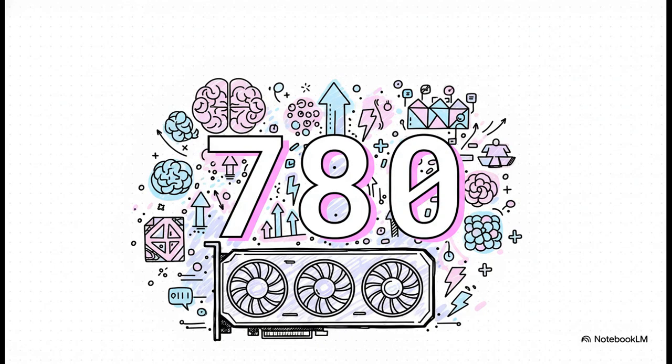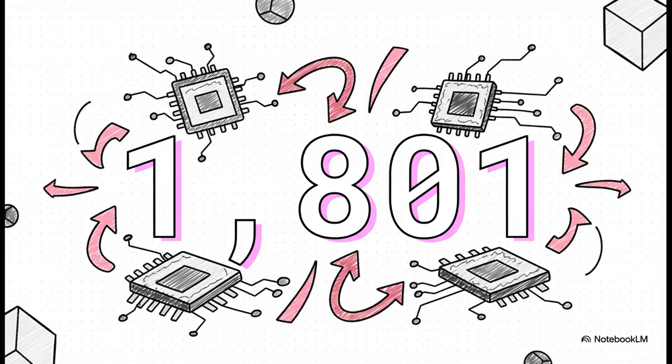Okay, here's our starting point. The GeForce RTX 4080, which is an absolute monster by the way, clocks in at 780 trillion operations per second. I mean, that is a staggering amount of power, more than enough for some really serious AI work. So remember that number, 780. And now, the RTX 5080. It comes in at 1,801 AI TOPS. Nope, that is not a typo.